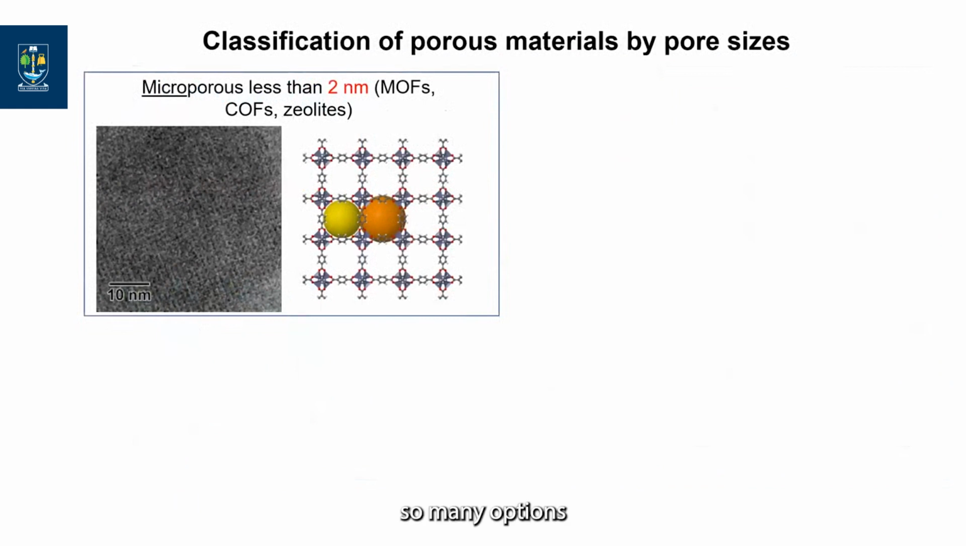With so many options around porous materials, it's time to classify them based on their pore sizes. According to IUPAC, which stands for International Union of Pure and Applied Chemistry, the first class of materials is microporous materials. These include all porous materials with pore sizes below 2 nanometers. Coincidentally, zeolites and MOFs are microporous.